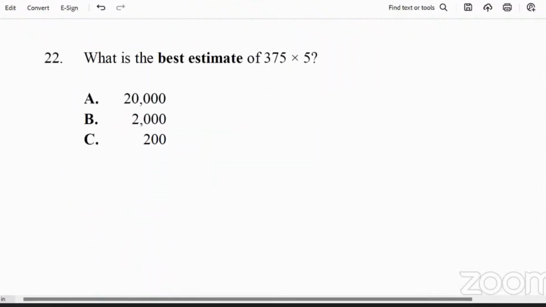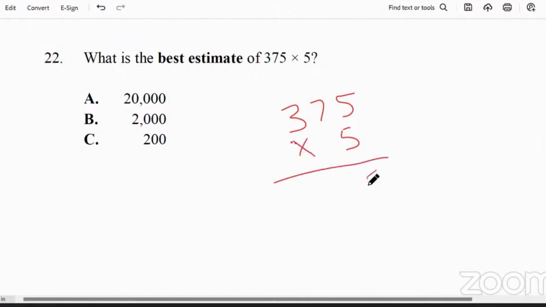Question 22. What is the best estimate of 375 times 5? All right, they say estimate, but of course, if you are not sure, then go ahead, do it the old-fashioned, long way. Better safe than sorry. So let's multiply and see what we get for an answer.